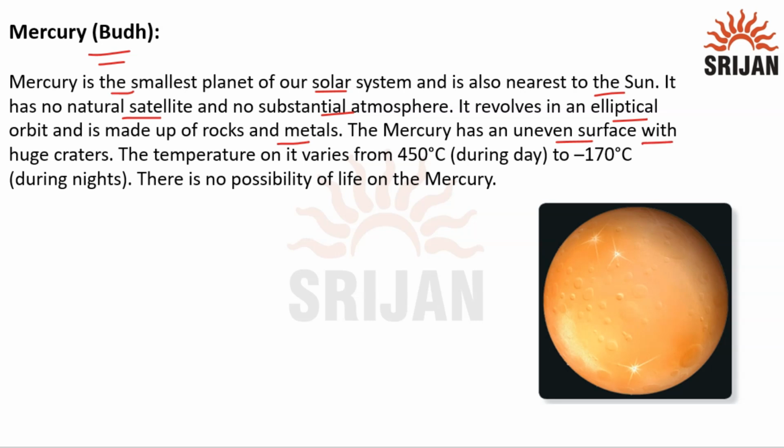Mercury has an uneven surface with huge craters. Temperature is from 450 degrees Celsius to minus 170 degrees Celsius in day and night. And there is no possibility of life on Mercury.